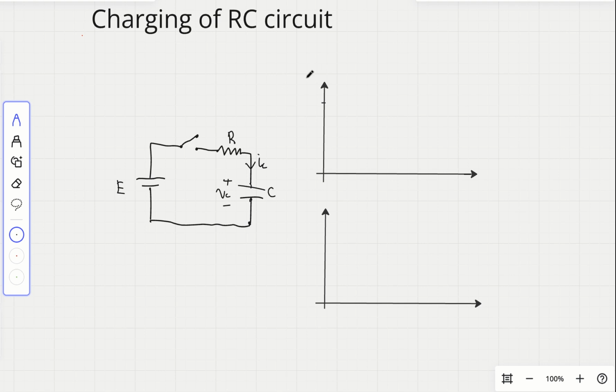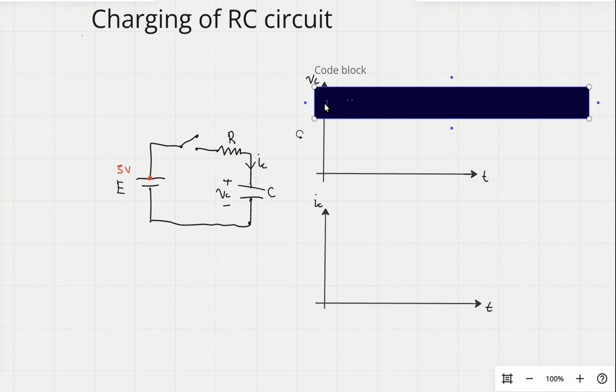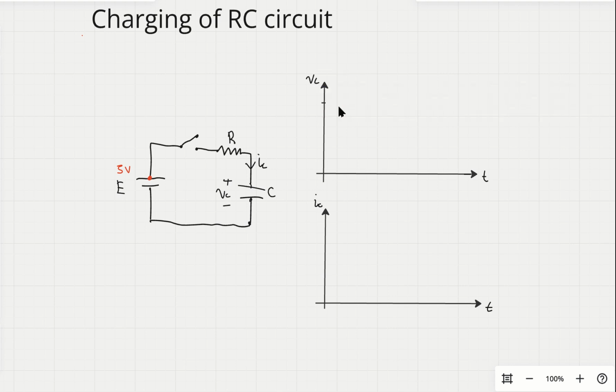And we will plot VC versus time in this curve, and IC, the current, in this curve. Let's say the source voltage E is given as 5 volts. So the voltage at this point is 5 volts, and we will show it in the curve. Okay, we will label it here. This is the source voltage E, which is 5 volts.